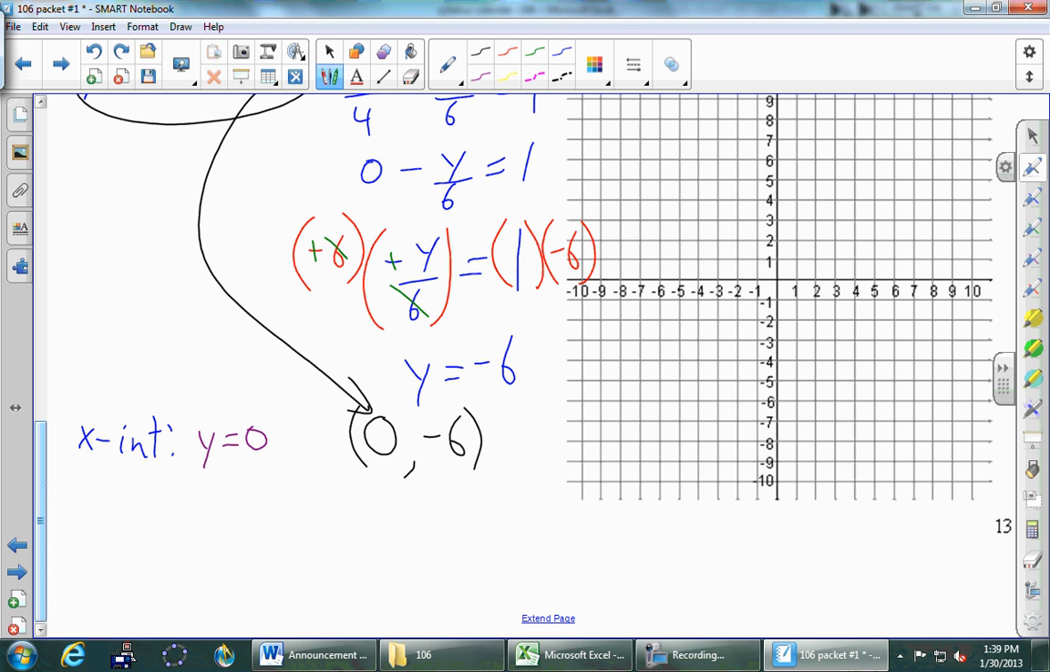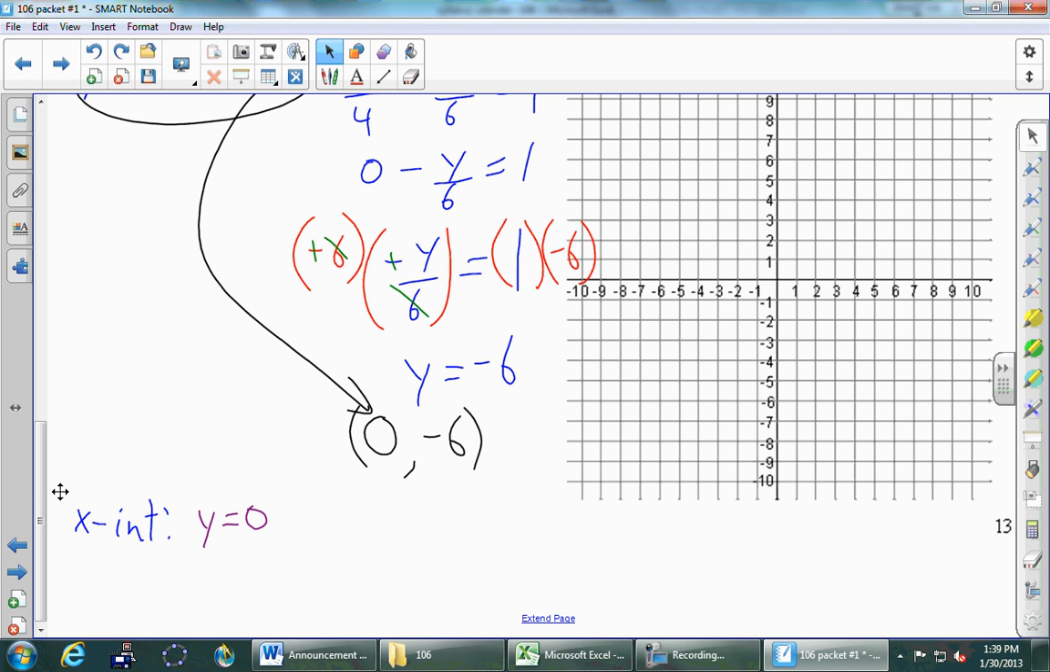Okay. So we'll play the same game to find the x-intercept. So can you guys work with your neighbors and see if you can find the coordinates of the x-intercept? See if you can follow a similar process.